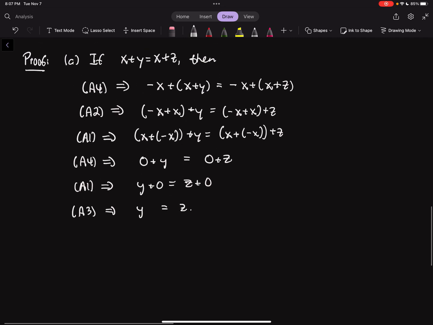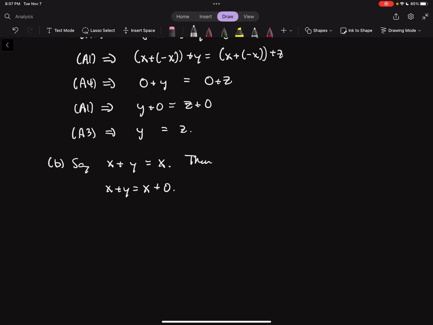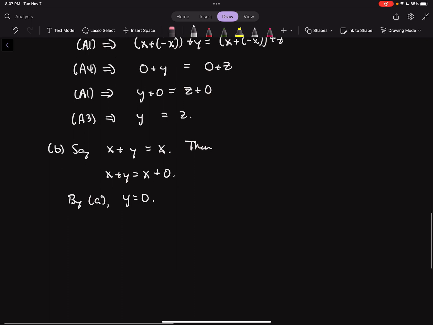So in particular, say x plus y equals x. Well, then x plus y equals x plus 0, because we can add 0 on the right side. And then by A, y equals 0. Okay, because we can cancel out that x on the left. Okay, very good, very good.